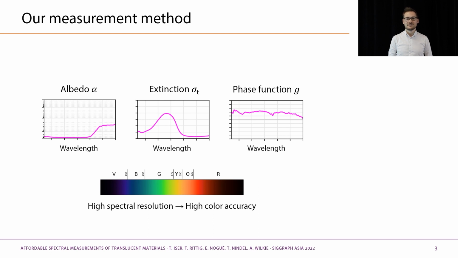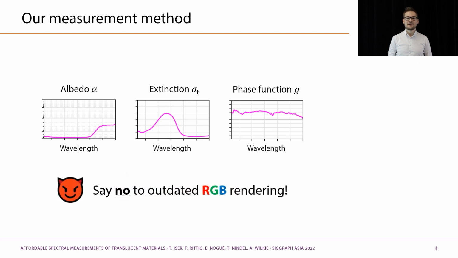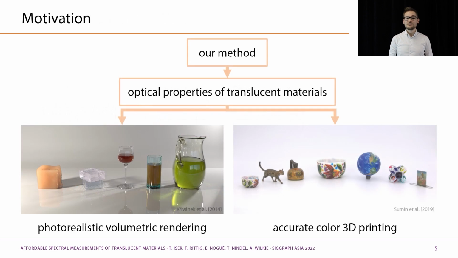The results are spectrally resolved, leading to high color accuracy and avoiding various problems of RGB rendering, which we can hopefully consider outdated. This is useful whenever we need to simulate real materials, for example in photorealistic volumetric rendering or in optimization pipelines in color 3D printing.